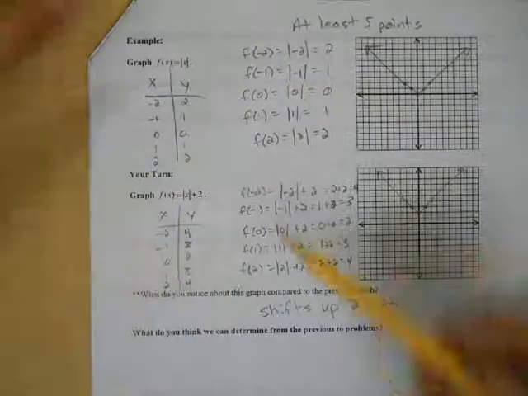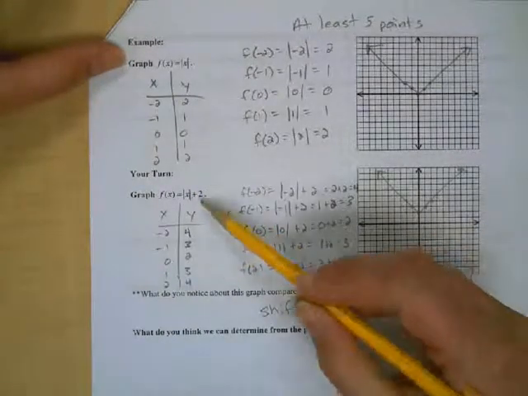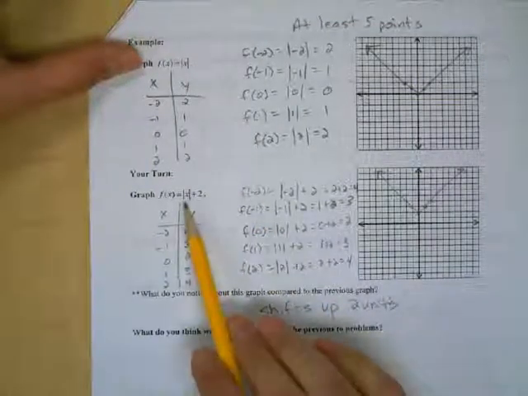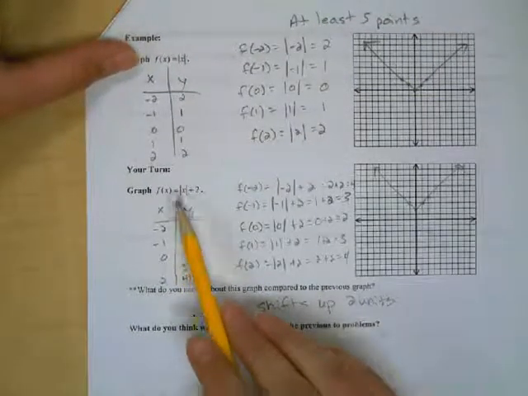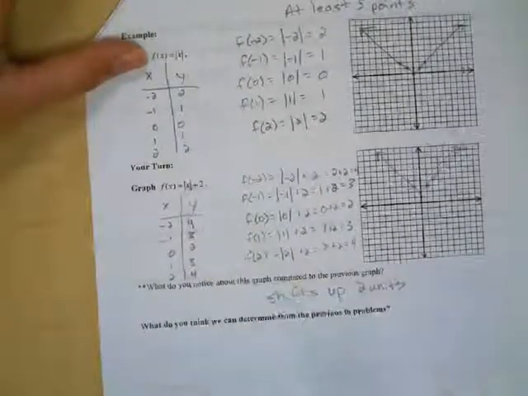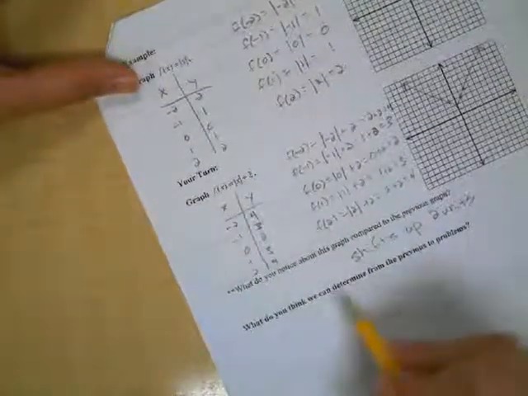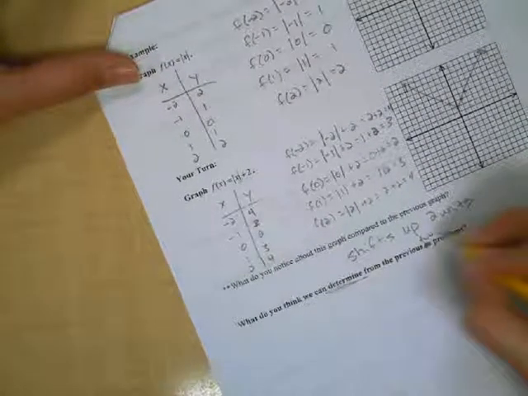So it shifts up 2 units. Okay, so what you can say is that when I'm adding or subtracting a value to a parent function, because this isn't going to be just for absolute value, it'll do the same thing for quadratic, but if I add or subtract a number to a parent function, then it's going to shift it up or down. Okay, so that's this next one. What do you think you can determine from the previous? This should say 2 problems.